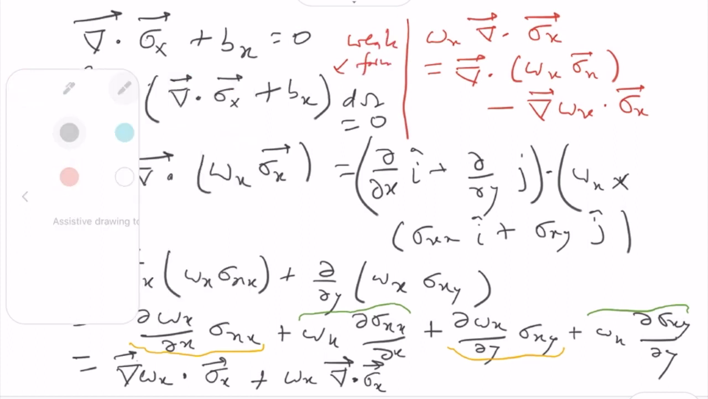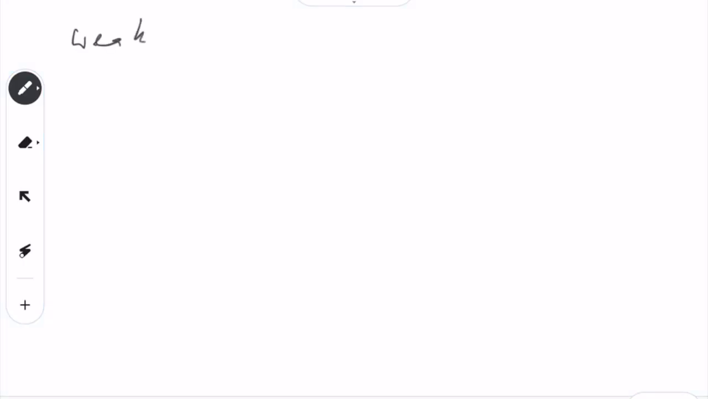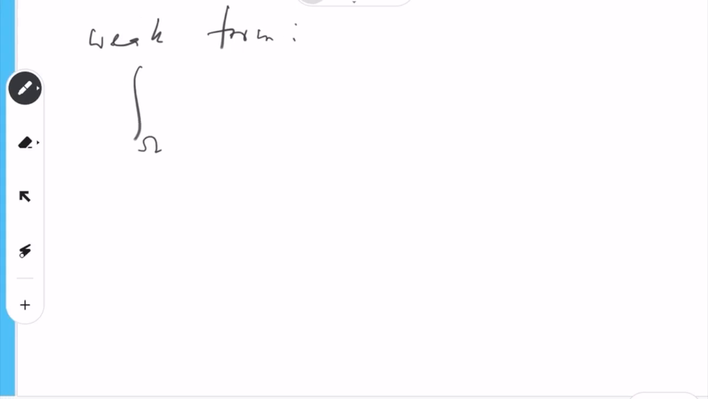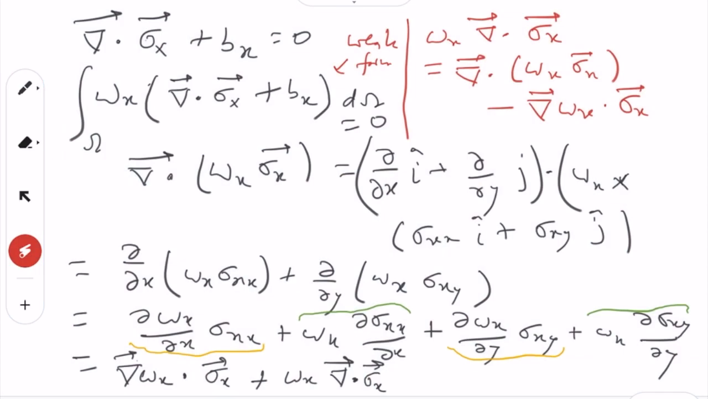Okay. So the weak formulation is: we will have the whole domain, and then we are going to write this. So Wx multiplied by this whole thing is equal to this one. So we are going to write the whole thing.